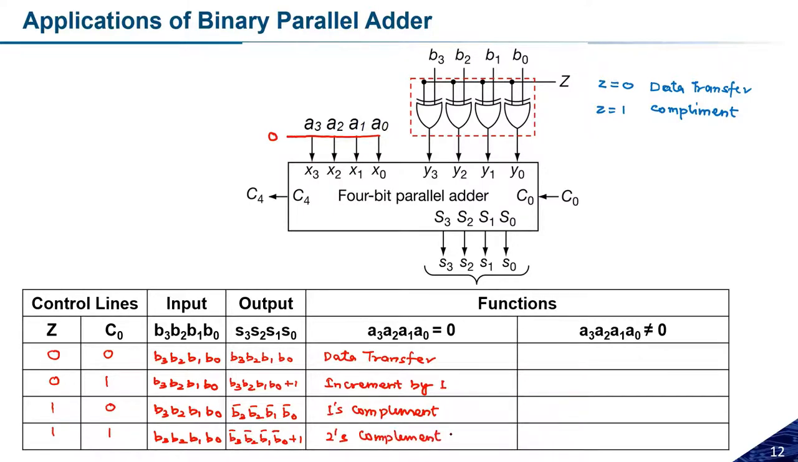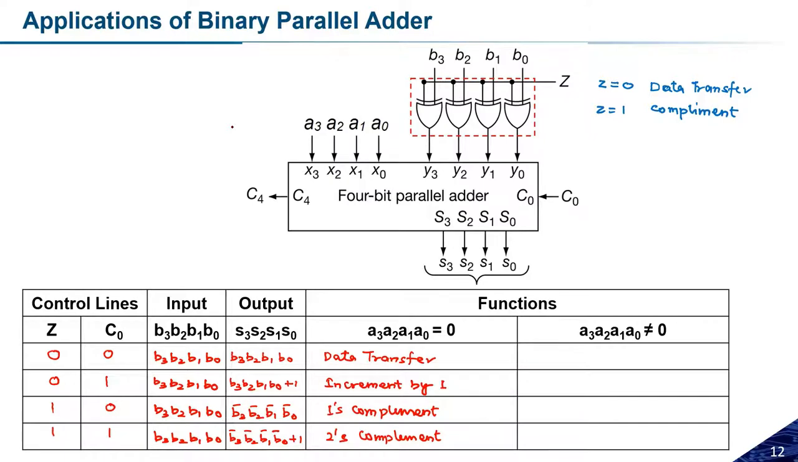Okay. Now, let us consider if A3, A2, A1, A0 is non-zero. So if it is non-zero, then what will be the results? Please tell me for all the possible combinations. All four combinations, what will be the results?